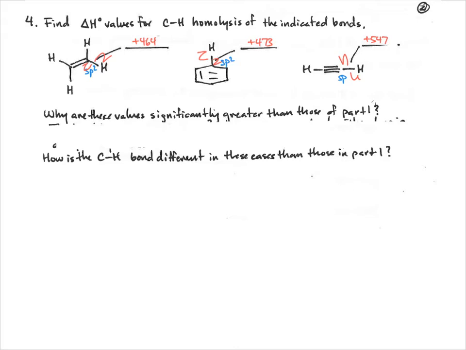So the next question says, why are these values significantly greater than those of part 1? So Ian says the third example isn't on the chart. That is correct. I got the number from a prior table from a different textbook, and I'll post that in Canvas. So as I said, to answer this question, why are these values significantly higher? The radical, so a radical is a single electron.